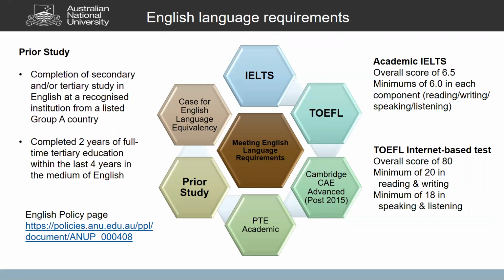Before you are issued a full offer of admission, you will need to meet the ANU's English language requirements. You can do this by providing evidence of prior studies in which you have been instructed and assessed in the English language, or by taking an English language test such as IELTS or TOEFL. For further information, please see our website, which is in the bottom left of this slide.